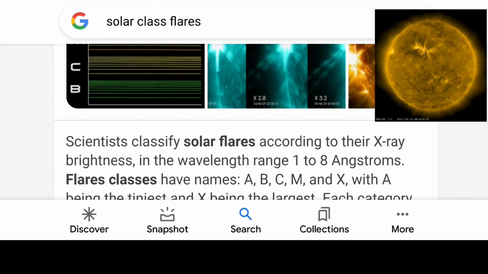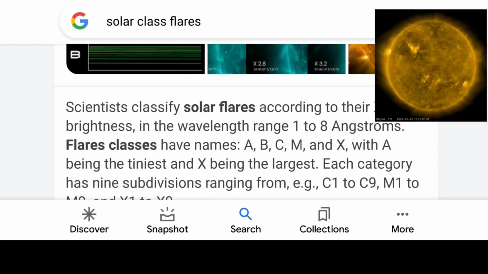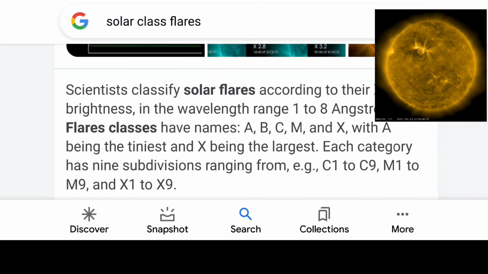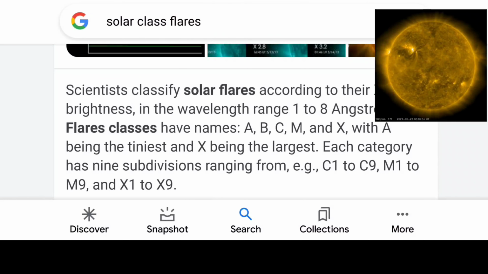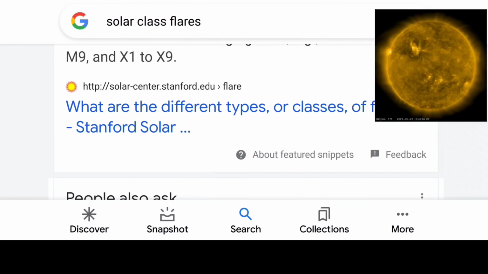Scientists classify solar flares according to their X-ray brightness in the wavelength range 1 to 8 angstroms. Flare classes have names A, B, C, M, and X, with A being the tiniest and X being the largest. Each category has 9 subdivisions, ranging from, e.g., C1 to C9, or M1 to M9, and X1 to X9.